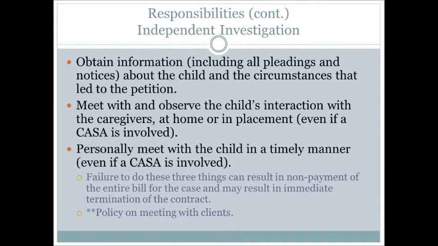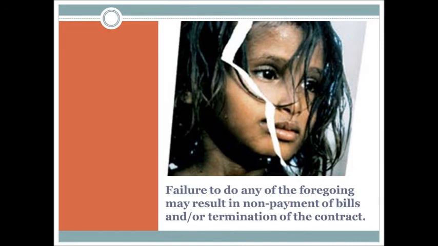They have to meet with and observe the child's interactions with caregivers at home or in placement, and personally meet with the child in a timely manner. And we actually have a policy on our website that you can look at that details very clearly what the responsibilities of the GAL are about meeting with a child, and also meeting with a child in a caretaker's home, which would be a foster relative caregiver's home. Failure to do these things can result in immediate termination of the contract or employment, and also non-payment of the bill.